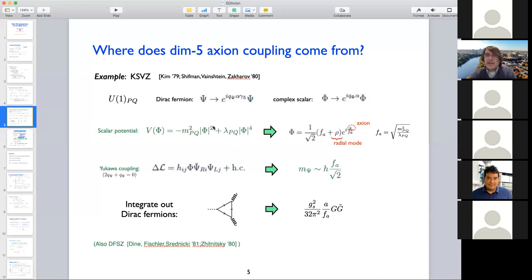So you see, you're starting from a renormalizable Lagrangian with a renormalizable potential with the Yukawa couplings, and you're generating this dimension 5 axion-gluon coupling. So that's where the dimension 5 axion coupling comes from, but you still have to explain what's the origin of this mass scale. Notice that this Fa here depends on MPQ, and MPQ is just put into the scalar potential.